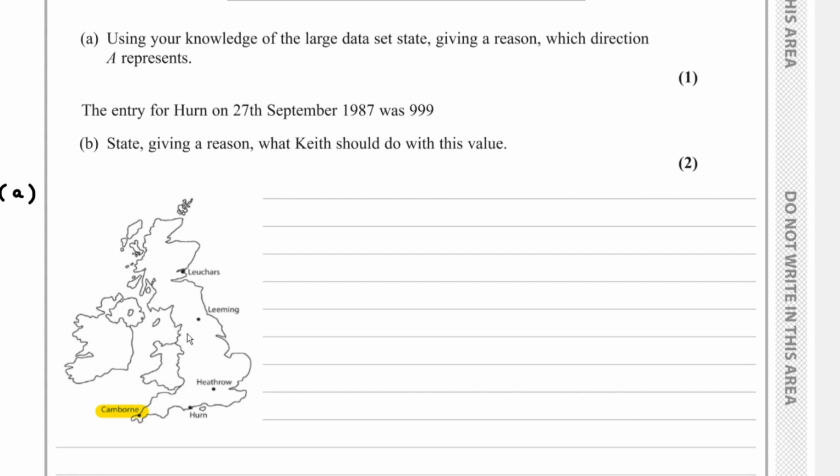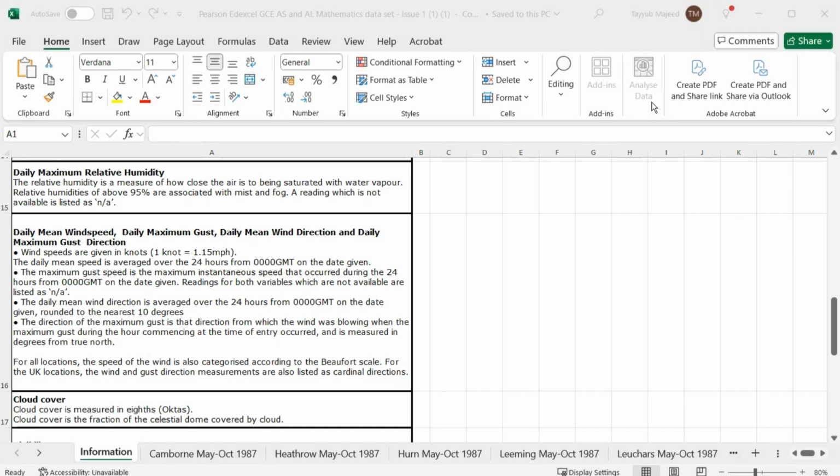Now for part A, we have here a map of the UK with the various towns shown in the large dataset, and we've also got a compass here. Now, from the large dataset, we know that the daily mean wind direction is averaged over the 24 hours from midnight on the date given, rounded to the nearest 10 degrees, and the direction of the maximum gust is the direction from which the wind was blowing when the maximum gust during the hour commencing at the time of entry occurred, and is measured in degrees from true north.